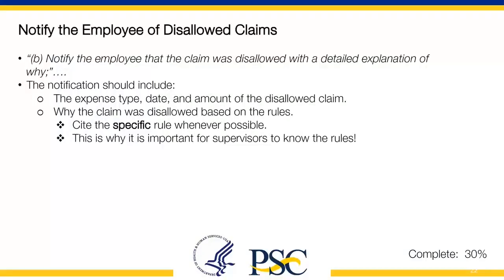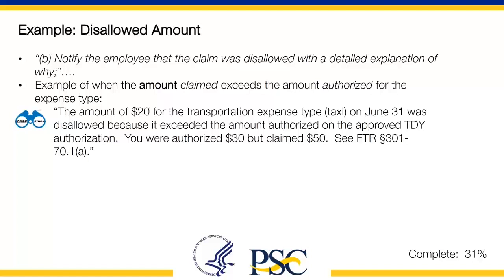B. Notify the employee that the claim was disallowed with a detailed explanation of why. The notification should include the expense type, date, and amount of the disallowed claim, and why the claim was disallowed based on the rules. Cite the specific rule whenever possible. This is why it is important for supervisors to know the rules.